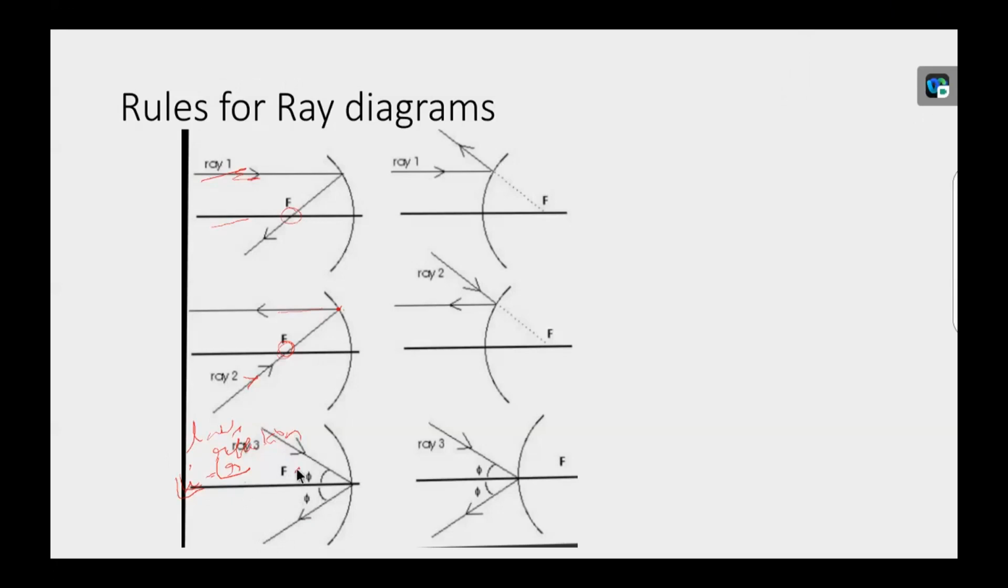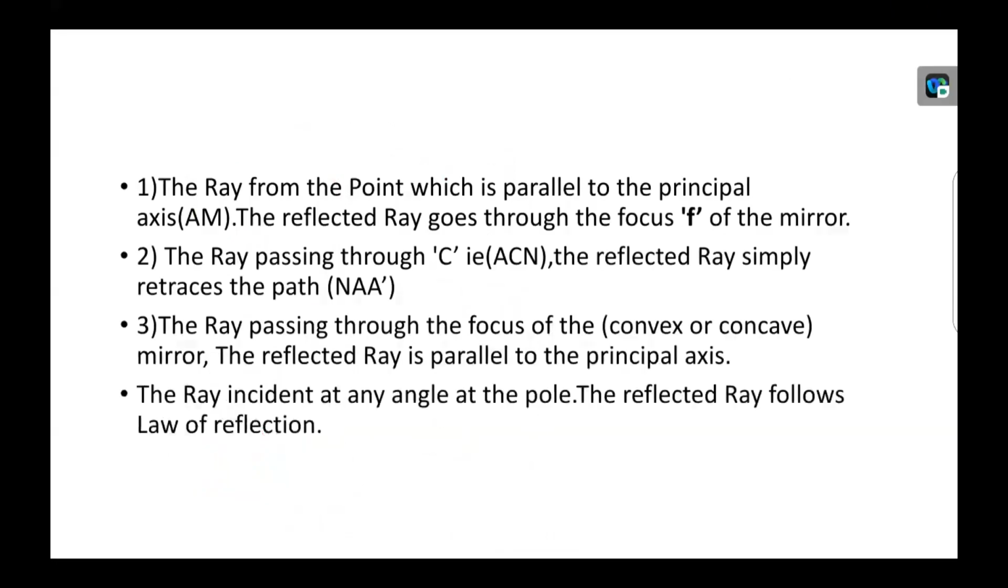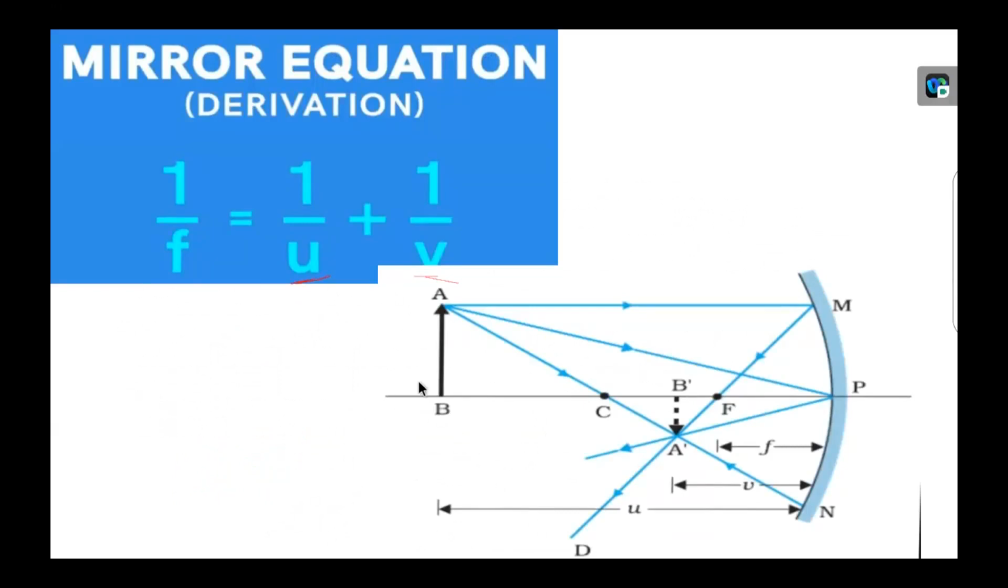That means these two angles are equal because of the laws of reflection. The fourth rule is whenever the ray passes through the center of curvature. Suppose in this diagram we have a ray A, C, N passing through the center of curvature. The same ray reflects back in the same path, or retraces its path in the same way. That means the reflected ray we have shown is N, A dash, C.